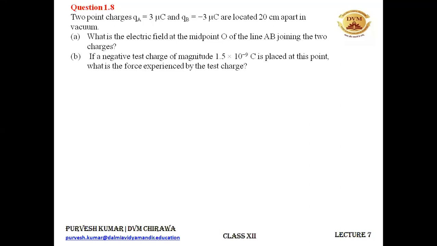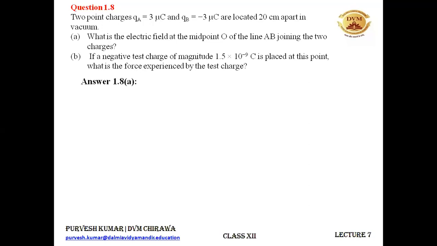In the second part, it is saying that if a negative test charge of magnitude 1.5 into 10 to the power minus 9 coulomb is placed at point O, what is the force experienced by the test charge? So let's do the solution.